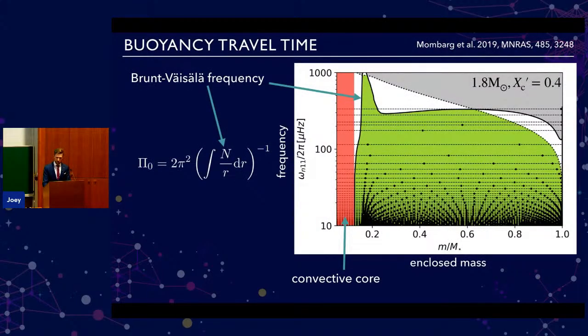We do this by using a seismic diagnostic called the buoyancy travel time. This depends on what we call the Brunt-Väisälä frequency. You can think of this as the frequency of a mass element that is displaced inside of a fluid. This frequency tells you where in the star the modes are situated, in this green region in the plot that I'm showing you here. The dashed lines are the different radial orders of the gravity modes, and the points are where the nodes are situated.